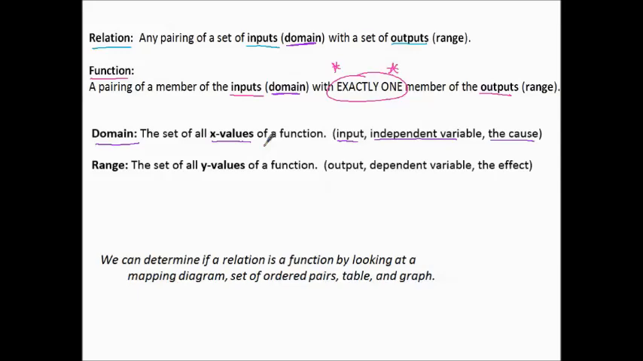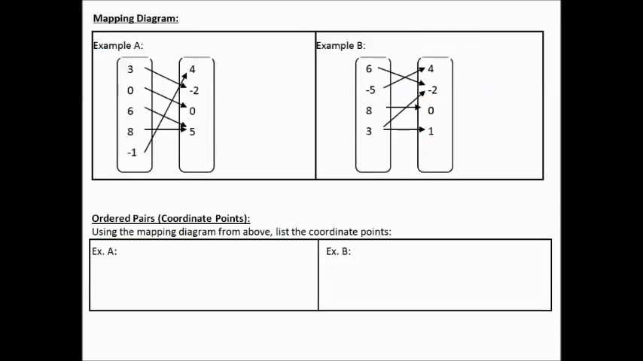Our range is the set of all y values in the function, also called the output, dependent variable, or the effect. So you'll notice up here, output, here's my range, the set of all the y values that could be in a function. We can determine if a relation is a function by looking at a mapping diagram, set of ordered pairs, table, and a graph. So let's take a look first at a mapping diagram.